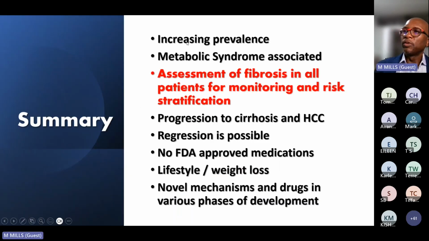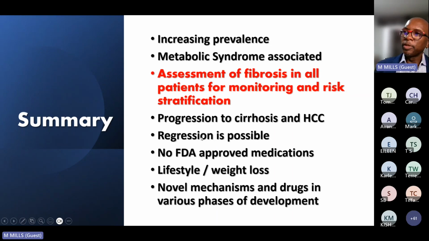Because we know that fatty liver is increasing worldwide. It's associated with metabolic syndrome, so obesity and diabetes in particular. We want to assess the amount of fibrosis or scarring in all our patients who have fat in the liver, because this is how we will decide which patients are at risk for scarring, liver cancer, liver failure, which ones will progress.